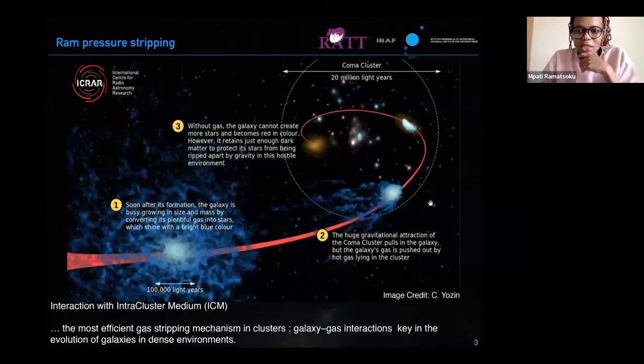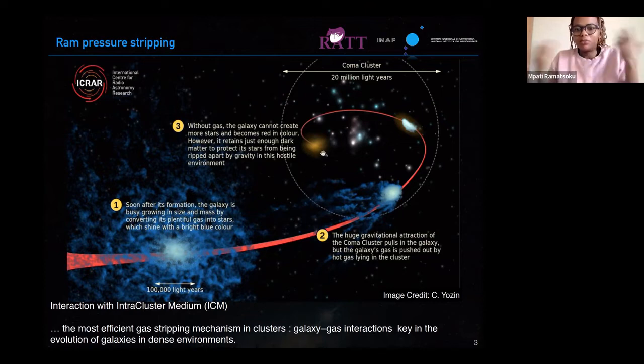This will go on until eventually the galaxy falls into the cluster. It doesn't have any more of its gas, and it just becomes like a red, dead galaxy, if you will. I hate using that word.